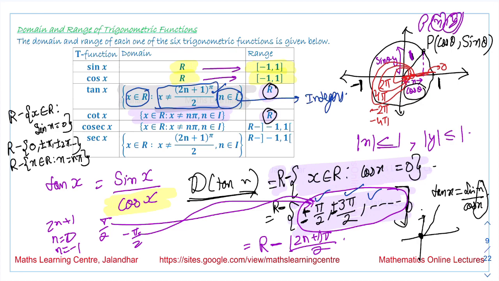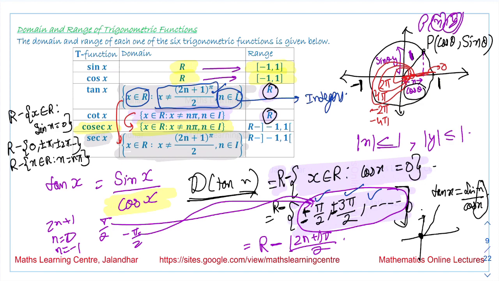Next, we are talking about the function cosecant x. The domain is all those points where sin x is not equal to 0. And when we are talking about secant x, its domain is all real numbers except for the points where cos x is equal to 0. So the domains of tan x and secant x are the same, and the domains of cot x and cosecant x are the same.